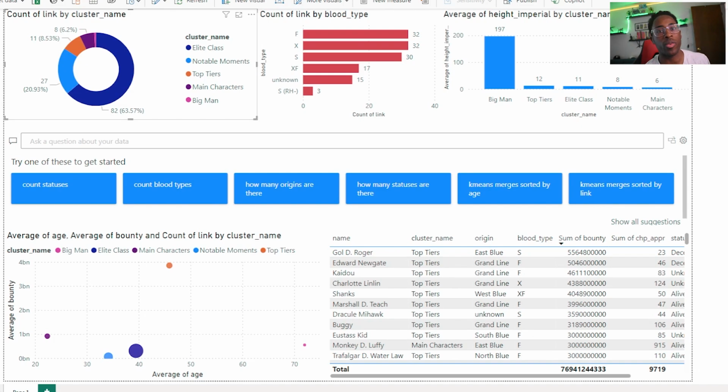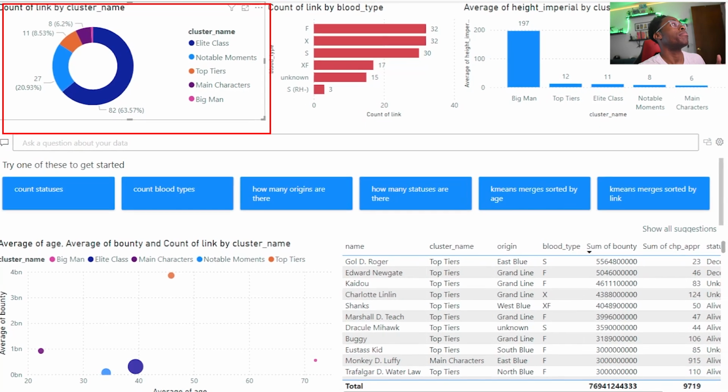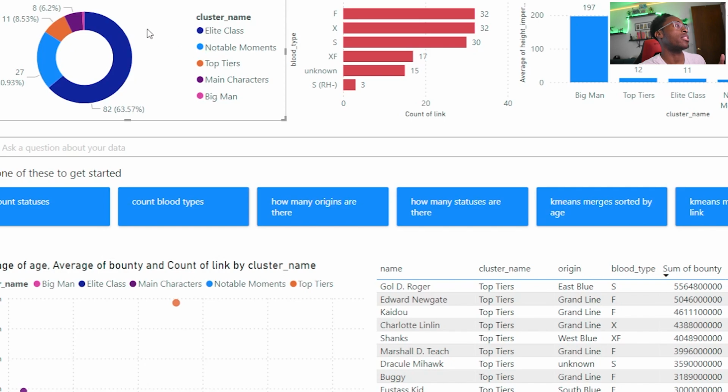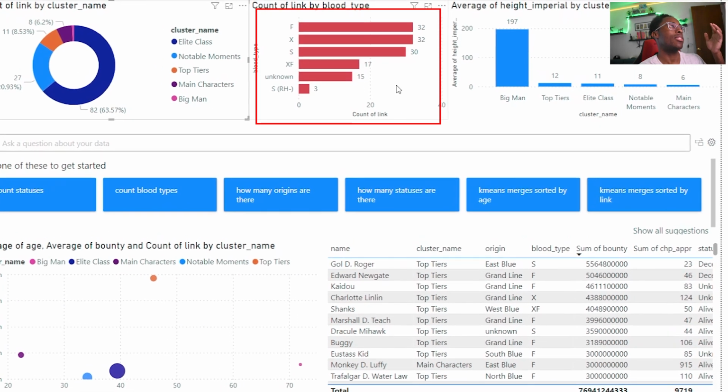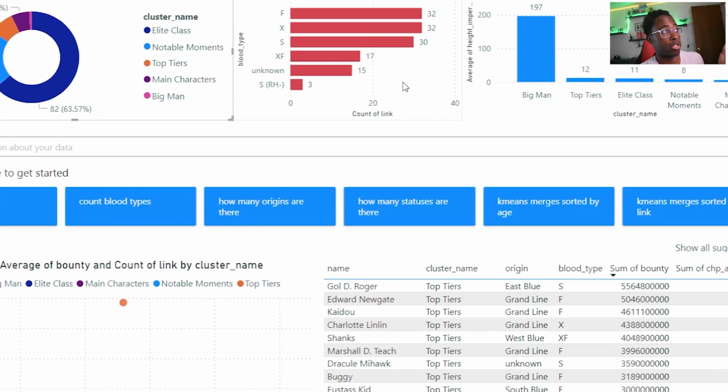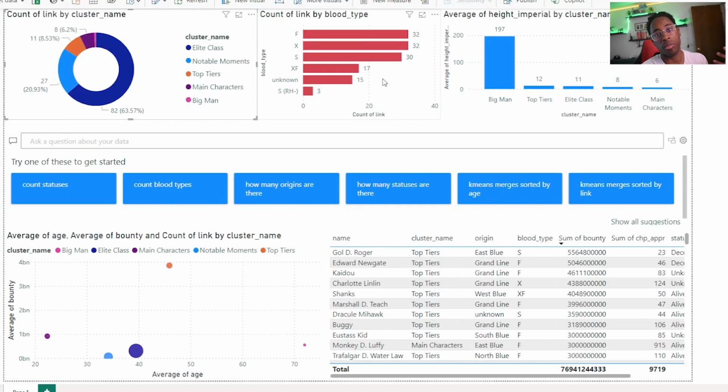So quickly, let's break it down. What do we have here? We have 3 distinct sections. Our first part is going to give us some high-level counts. We have a donut chart of the clusters and how many characters are in them, followed by a bar chart of the number of characters by blood type. We had a similar visual in our One Piece Bounty Part 1 video. And then from there we have the average height of the characters within the different clusters. And you can clearly see Big Man being by far the largest character there.